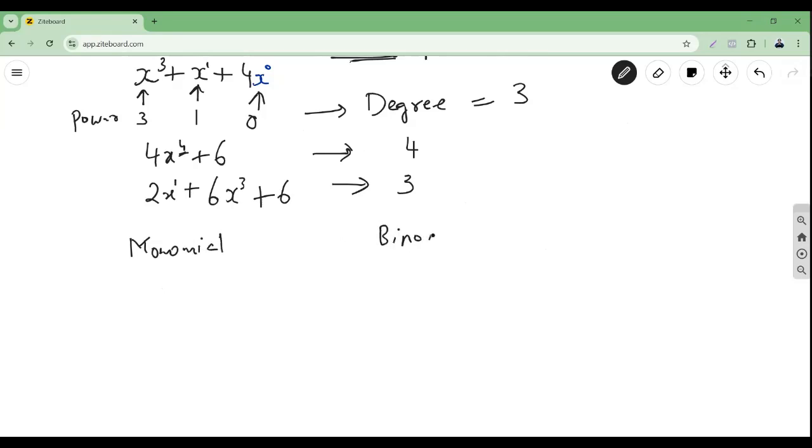binomial, trinomial. Let's talk about these three terms. What is the meaning? Mono means 1. Bi means it is 2. Tri means it is 3. That's why we say triangle, right? So mono means single, solo, right? Bi means bicycle. Bicycle means it has two wheels. That is why we call it a bicycle.